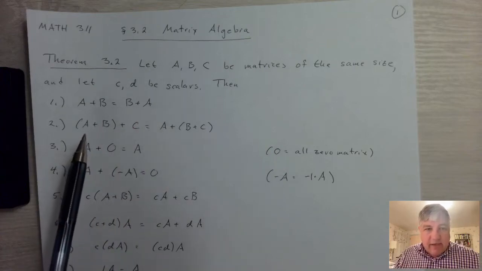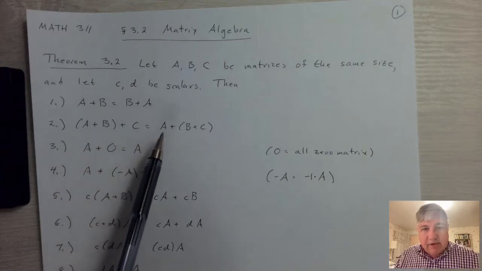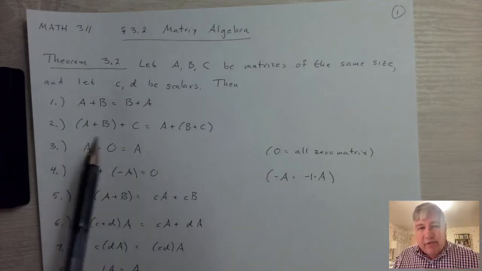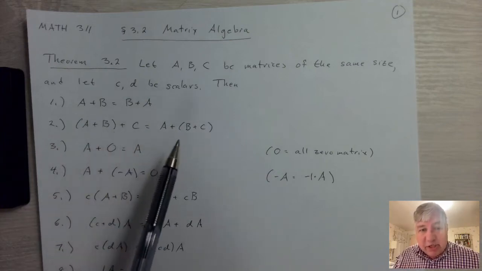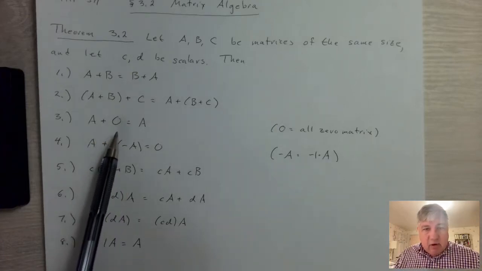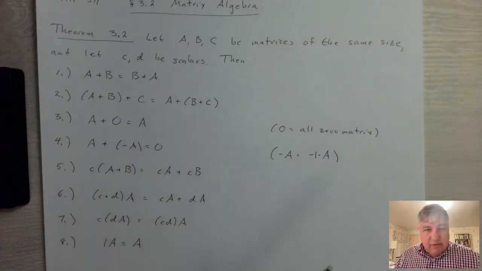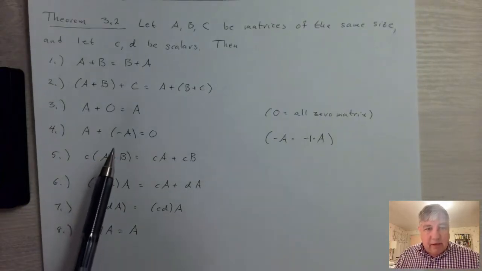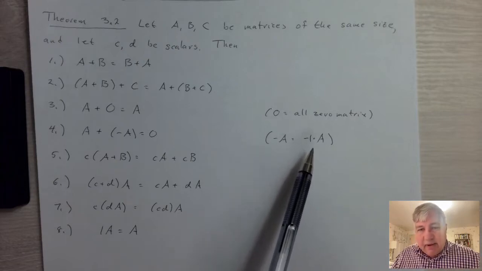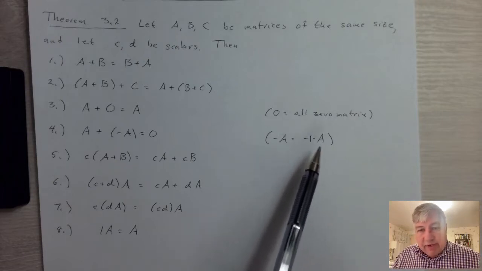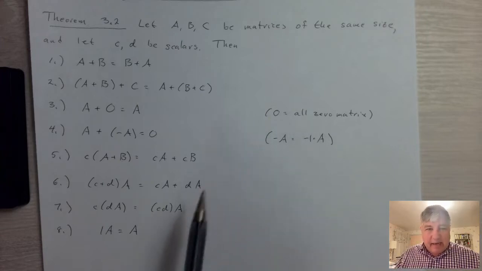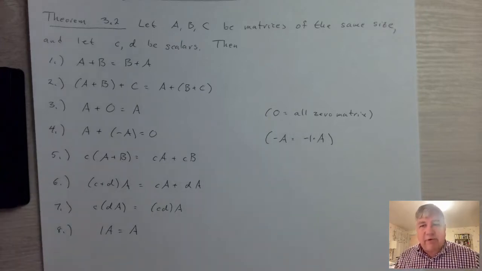Then we have quantity A plus B plus C is equal to A plus the quantity B plus C. A fancy way of saying this is that matrix addition is associative. Number 3 says that A plus the all-zero matrix is A, of course, and A plus minus A is 0, where we define minus A just to be A with all the entries of A multiplied by -1. So -1 times A is the same as minus A. And that's actually how we can define matrix subtraction as well.